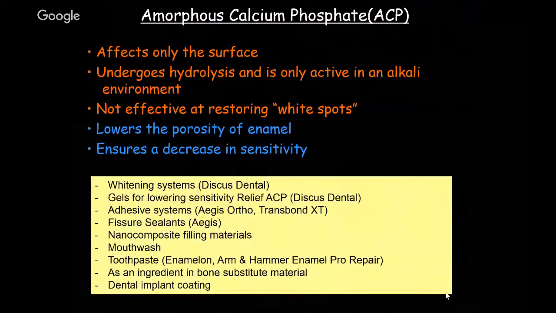What is the interesting moment about amorphous calcium phosphate? First, it affects only the surface, superficial. It undergoes hydrolysis and is only active in an alkaline environment, not affecting or restoring white spots. It lowers the porosity of enamel and ensures a decrease in sensitivity. The sensitivity activity of ACP is important, but ACP is not active in the remineralization process.